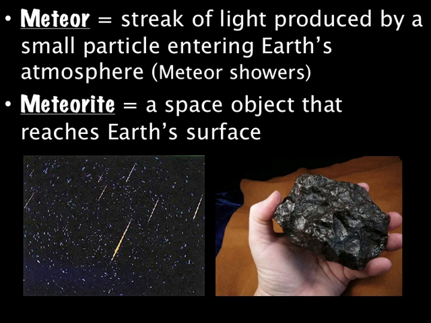Meteorites, I remember this because they have the right to enter Earth. So meteorites are a space object that reaches the Earth's surface. On the right-hand side you see a picture of someone holding a meteorite, because meteorites have the right to enter Earth's surface, so you can actually find one and pick one up and have it.